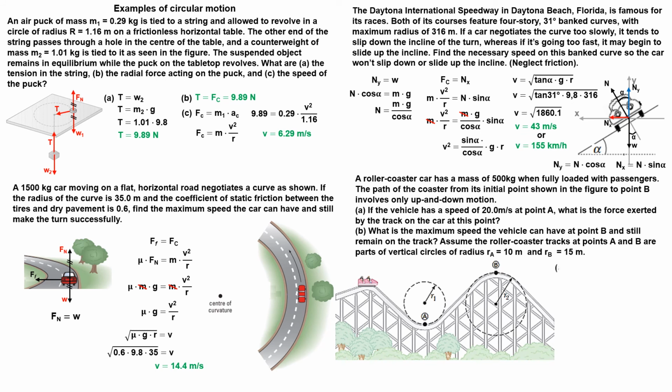Let's start drawing a free body diagram. The only forces acting on the roller coaster car are the upward normal force exerted by the track on the roller coaster car and the downward force of gravity, the car's weight. The difference of these two is the centripetal force, and the centripetal force points towards the center. We can solve this equation for the normal force.